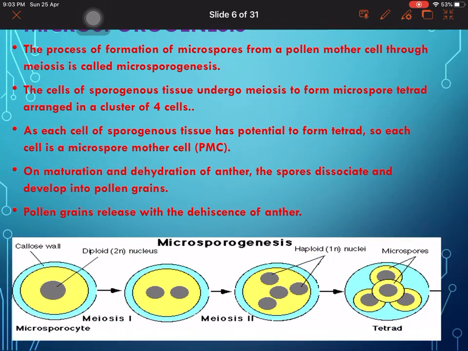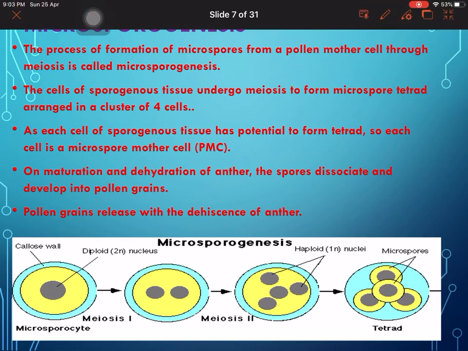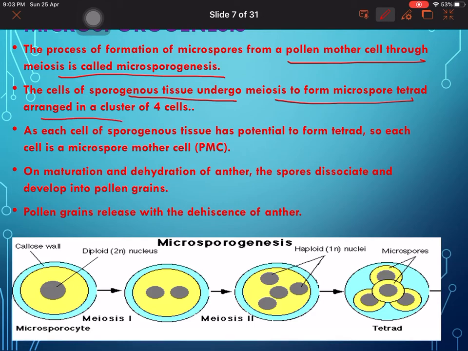Now the next thing is microsporogenesis. The process of formation of microspores from pollen mother cells through meiosis is called microsporogenesis. That means we are talking of the formation of microspores, or pollen grains. The cells of sporogenous tissue undergo meiosis to form microspore tetrads arranged in clusters of 4. As each cell of sporogenous tissue has the potential to form a tetrad, each cell is a PMC, called the microspore mother cell.